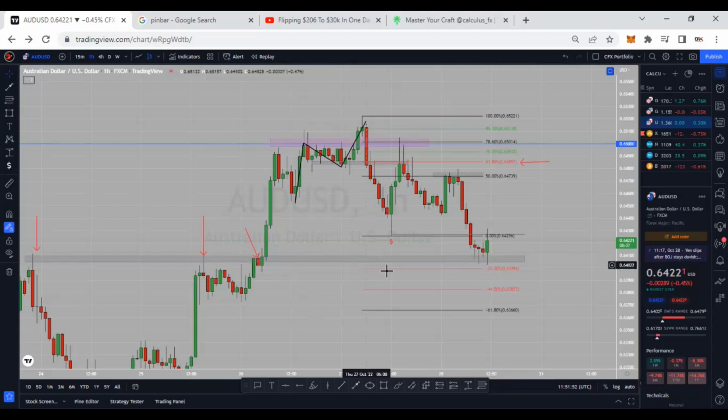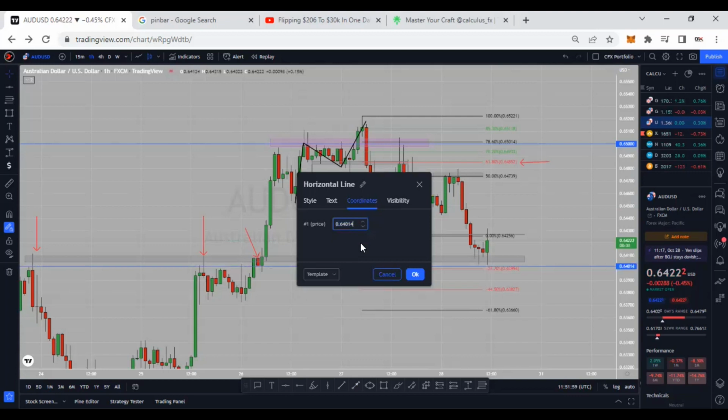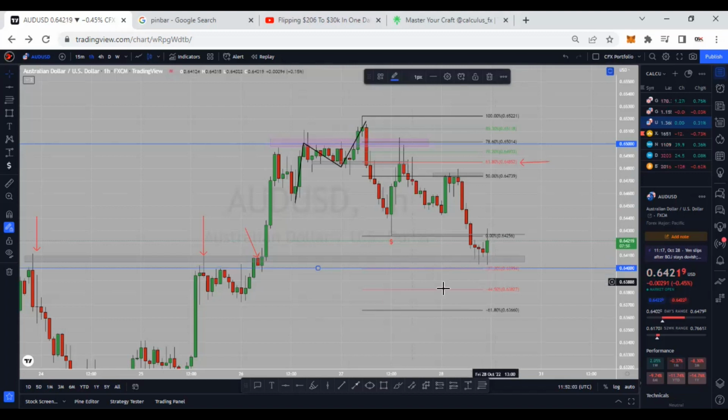Now, another confluence that you can find here is that there is a psychological figure right here, which is the 0.6400, and it is perfectly in line with the FIB level. That's the 272 FIB extension.